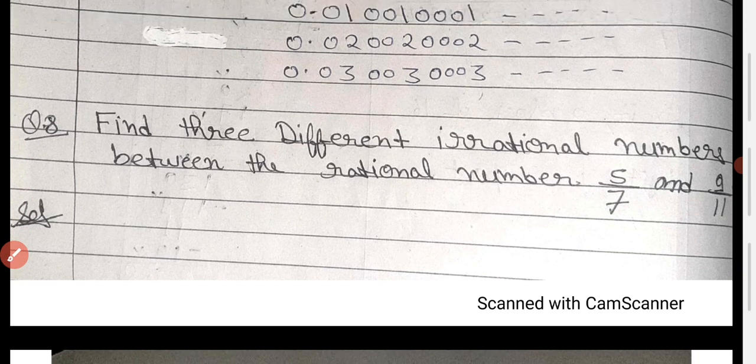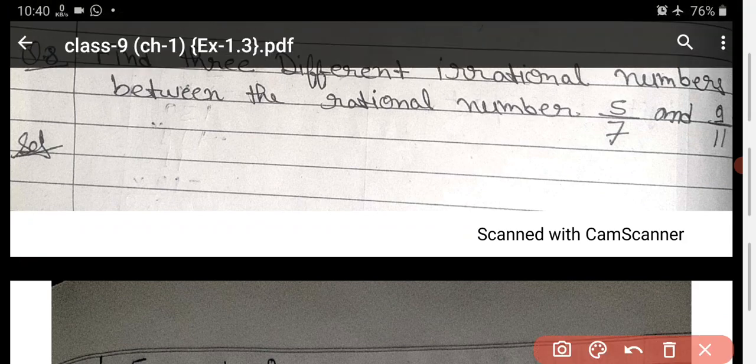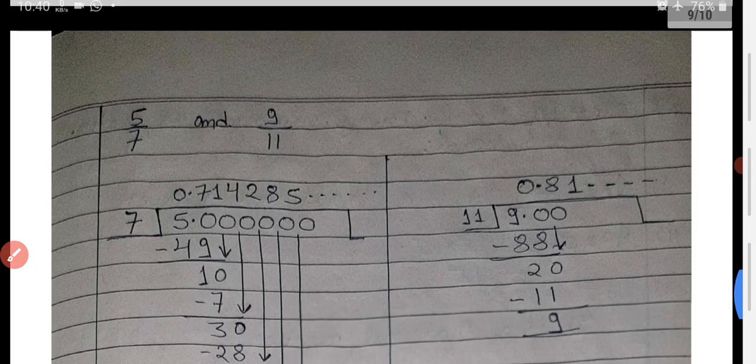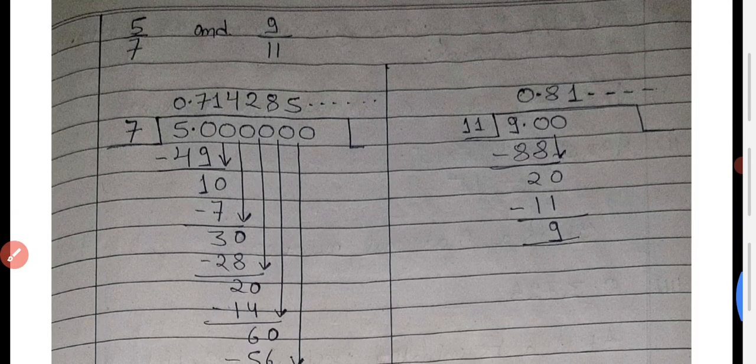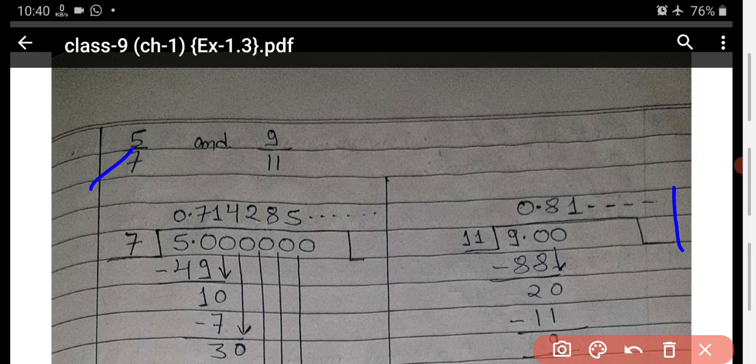Find three different irrational number between the rational number. Okay, in first exercise we have to study to determine the rational number between them, but they are asking now you have to write irrational number between that two rational number. Understand? Now come on the number, what rational number we have? We have 5 by 7 and 9 by 11. We have two rational number, 5 by 7 and 9 by 11.